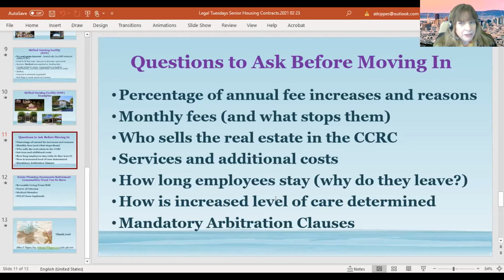And then the other major thing, which is a topic for another time, is mandatory arbitration clauses. This is something you do not have to sign. There are a number of resources, and I would tell you, before signing a contract, look at this, because you do not have to sign in order to get the services.